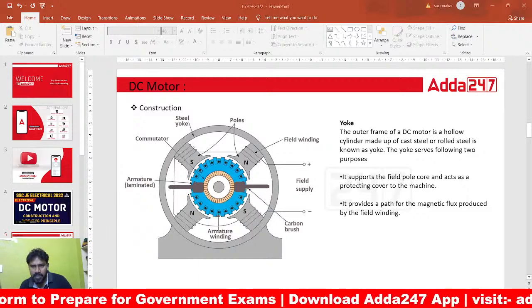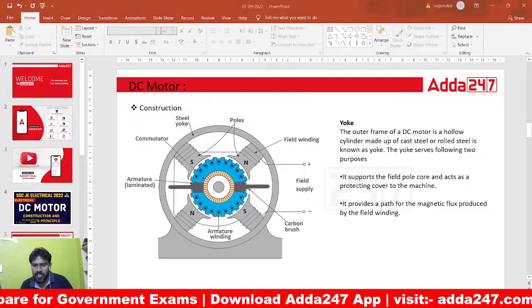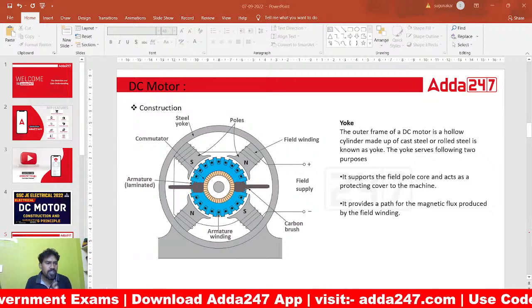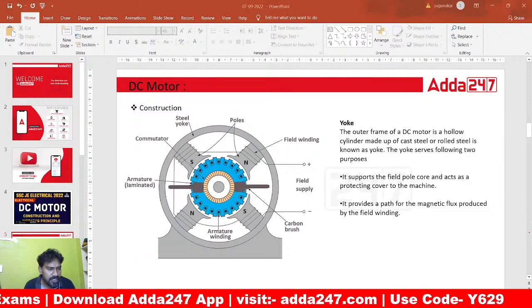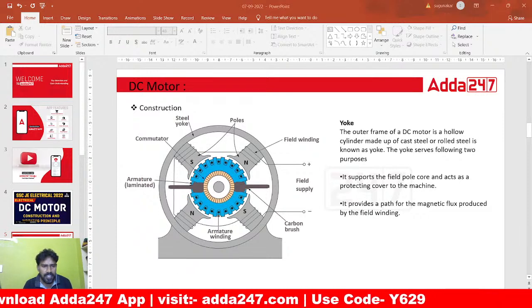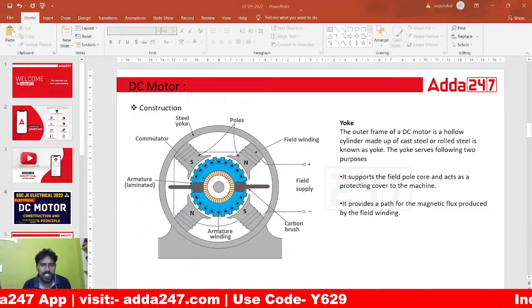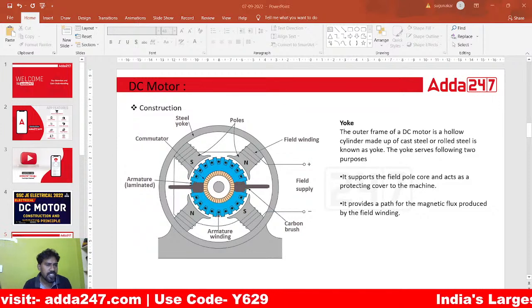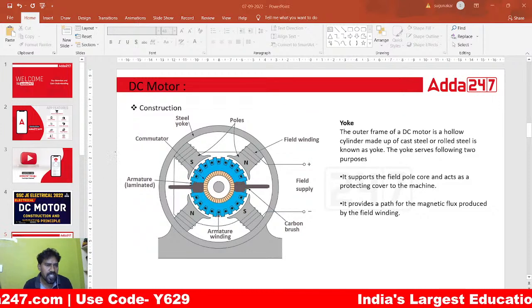Okay. So anyhow, we are moving to the concept. Next one is armature winding. This is the armature core. This is the armature winding.